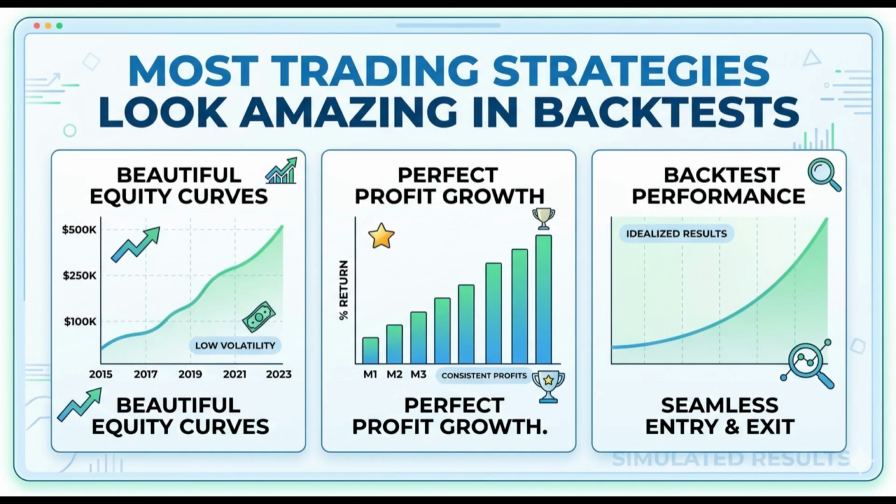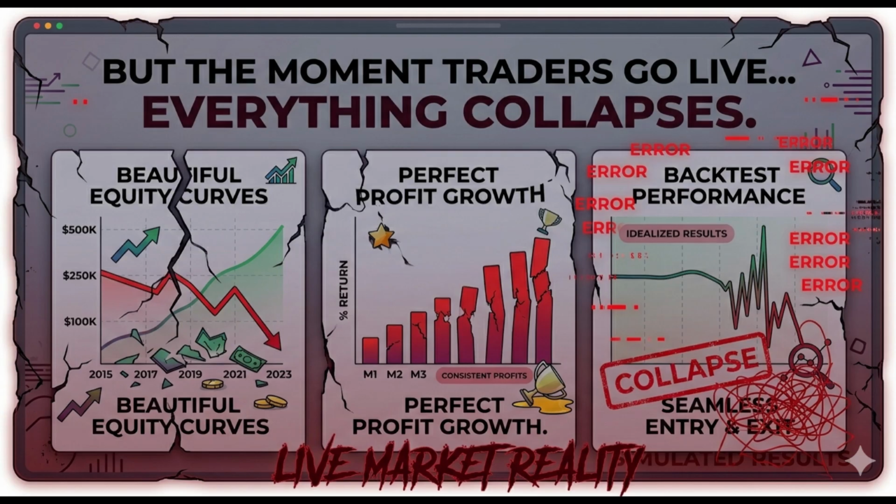Most trading strategies look amazing in backtests, beautiful equity curves, perfect profit growth. But the moment traders go live, everything collapses. So the question is, how should algorithmic trading strategies actually be tested?